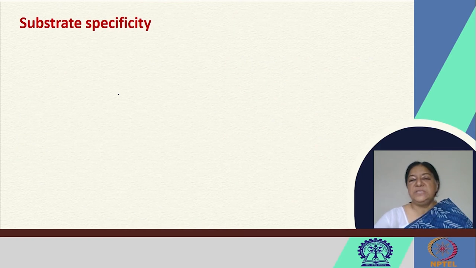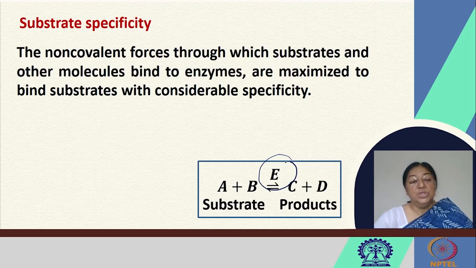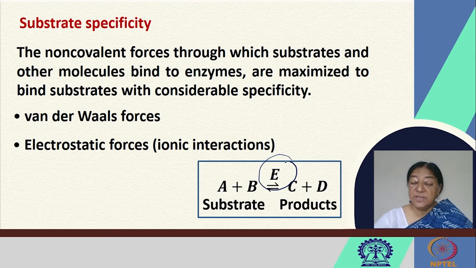The substrate specificity, therefore, is important because there is this important role of recognition. So we have the substrate, we have the product form, and we have the enzyme as the catalyst that works here. So the non-covalent forces through which the substrates and other molecules bind to the enzymes are maximized to bind the substrates with considerable specificity. So we have van der Waals forces, we have electrostatic forces, the ionic interactions, and hydrogen bonding.